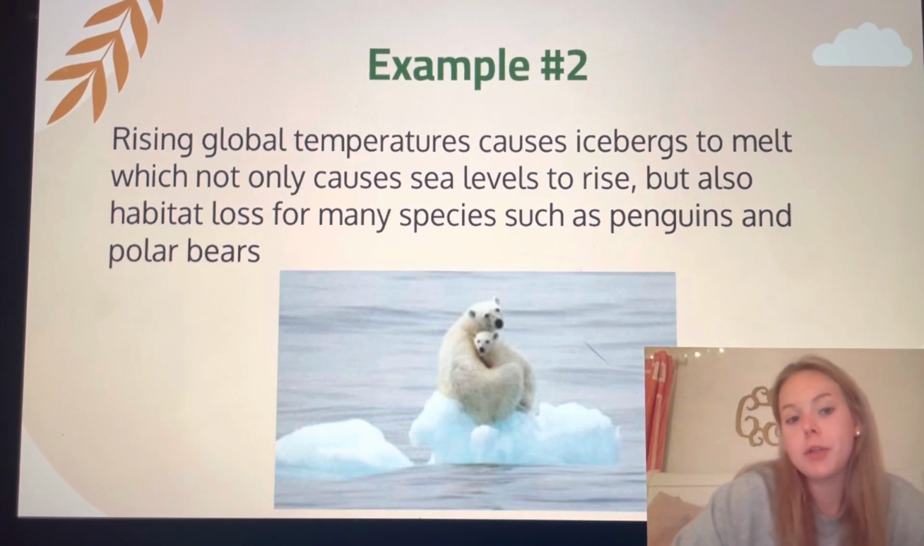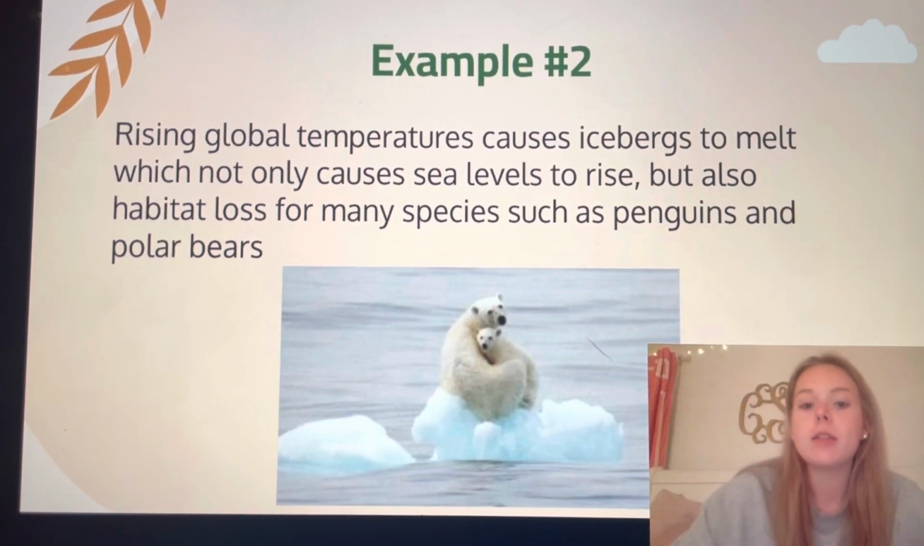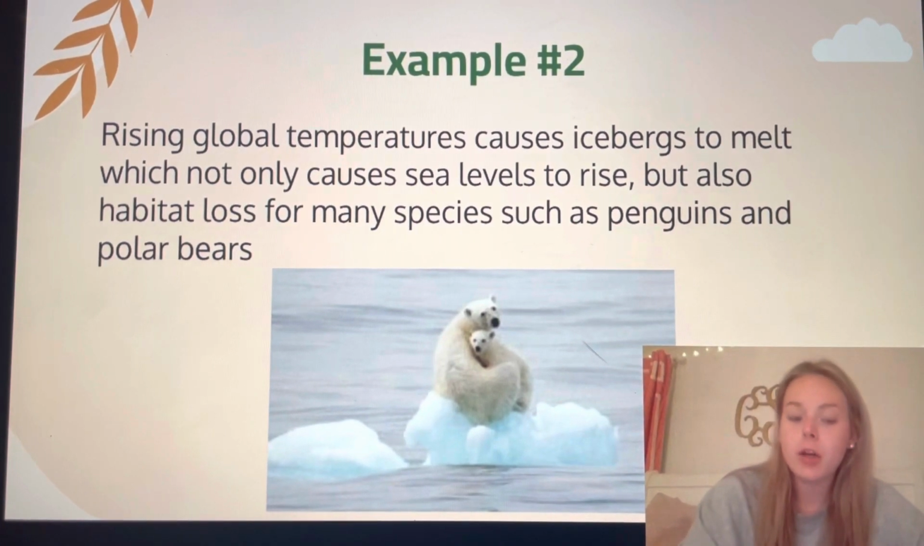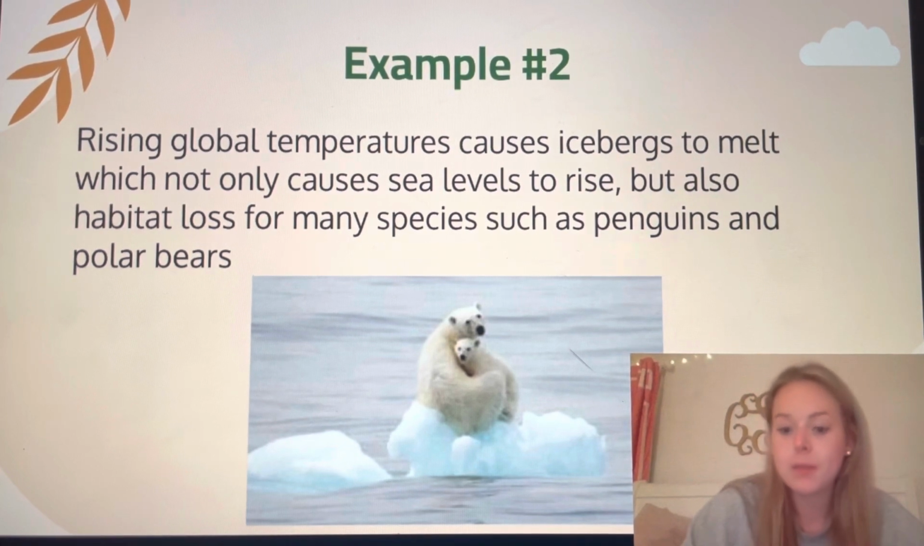Example number two is that rising global temperatures are causing icebergs to melt, and this causes sea levels to rise, but it also causes habitat loss for many species such as penguins and polar bears.